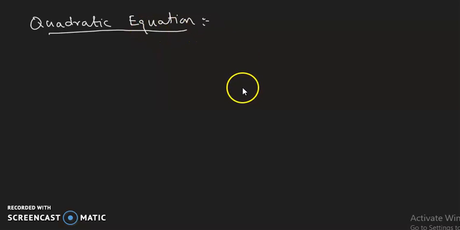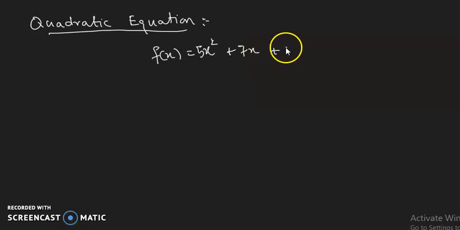In this tutorial, we will discuss quadratic equations: what quadratic equations are and where they came from. Quadratic equations basically came from quadratic functions. What are quadratic functions? We will see here, like f(x) = 5x squared + 7x + 2. This is a quadratic function, a polynomial of degree 2.